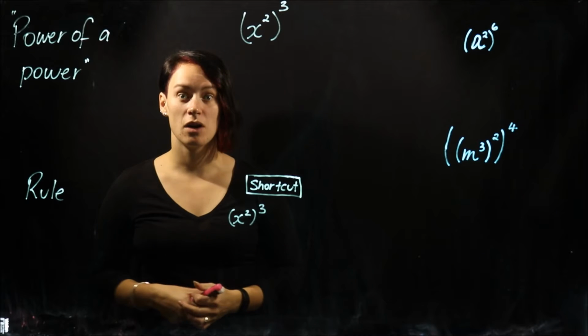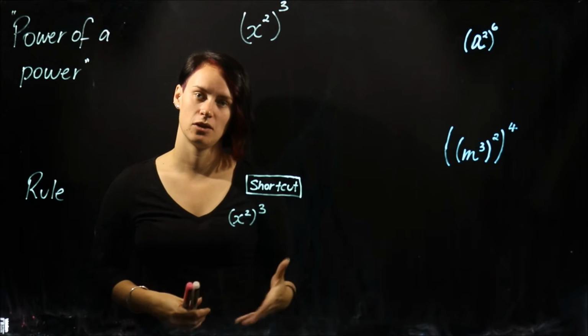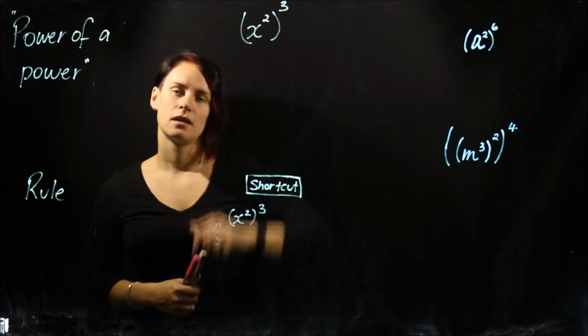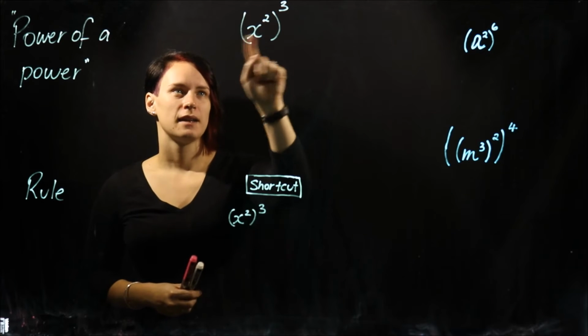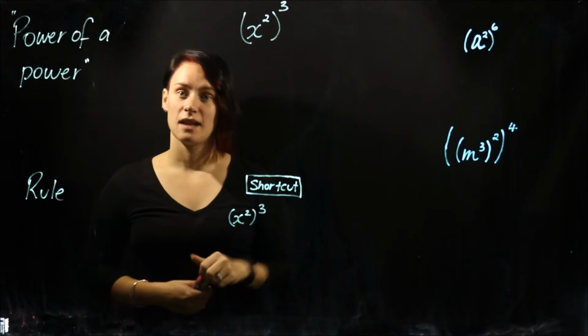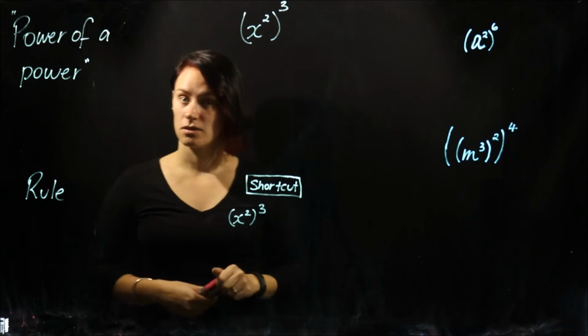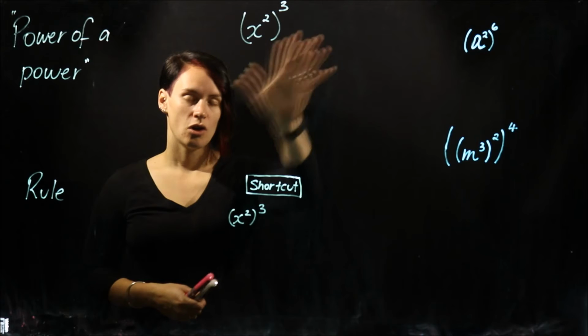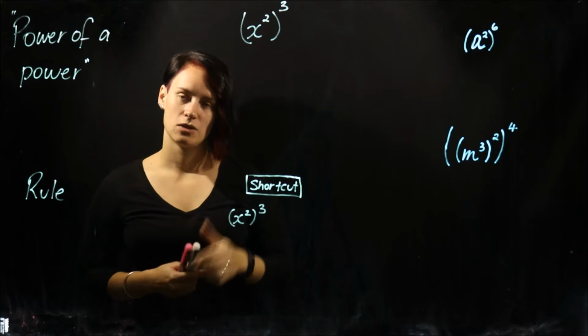We're looking at the power of a power index law, which is our third law to learn. So this is the kind of thing we're looking at, where we've got brackets with a term with an index in the middle, and it's actually applied another index on the outside. So we don't want to expand this, but we want to get to a shortcut rule.